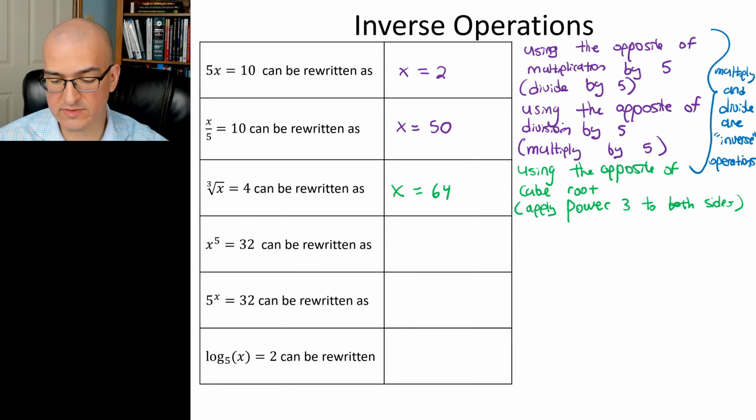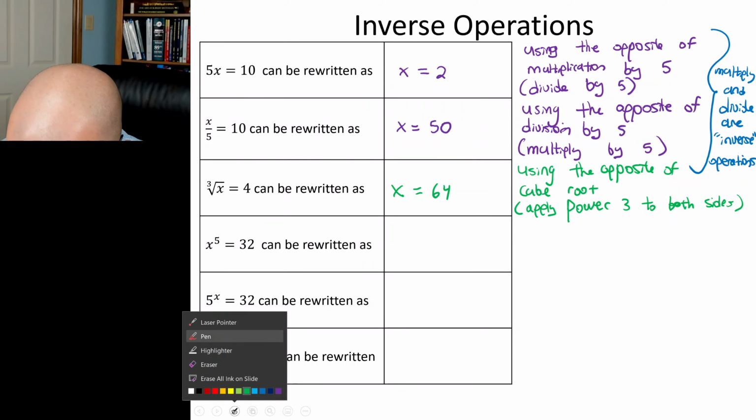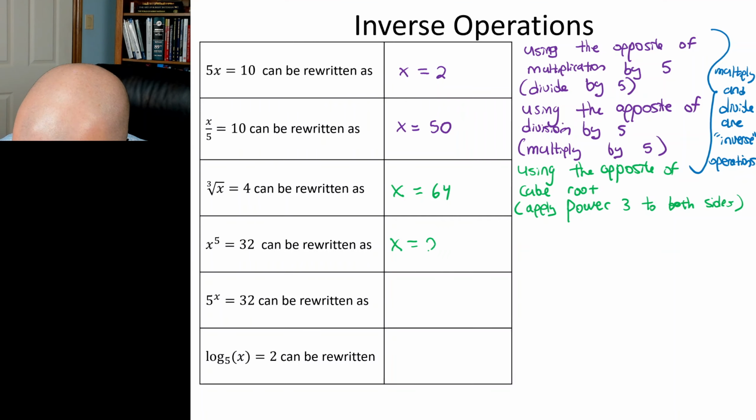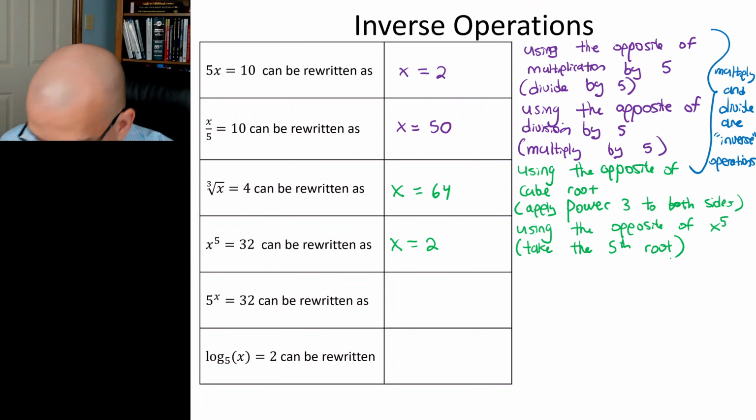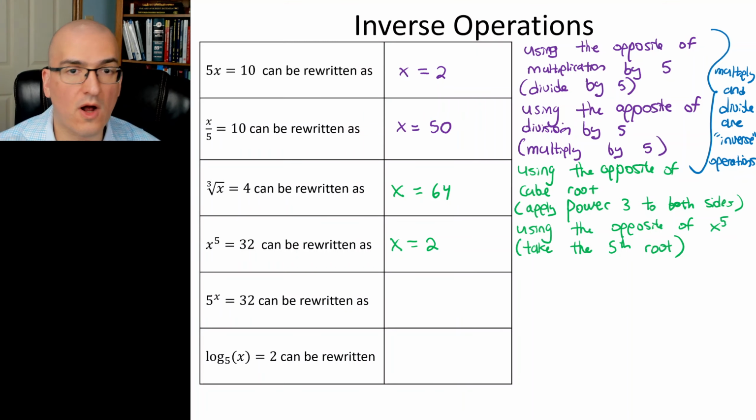Next one, x to the power of 5 is equal to 32. Well, we want to do the opposite of what's being done to x. So that has to be done to both sides, and we get an answer. x is equal to 2, using the opposite of x to the power of 5, we're going to take the fifth root. So roots and powers are opposite operations.